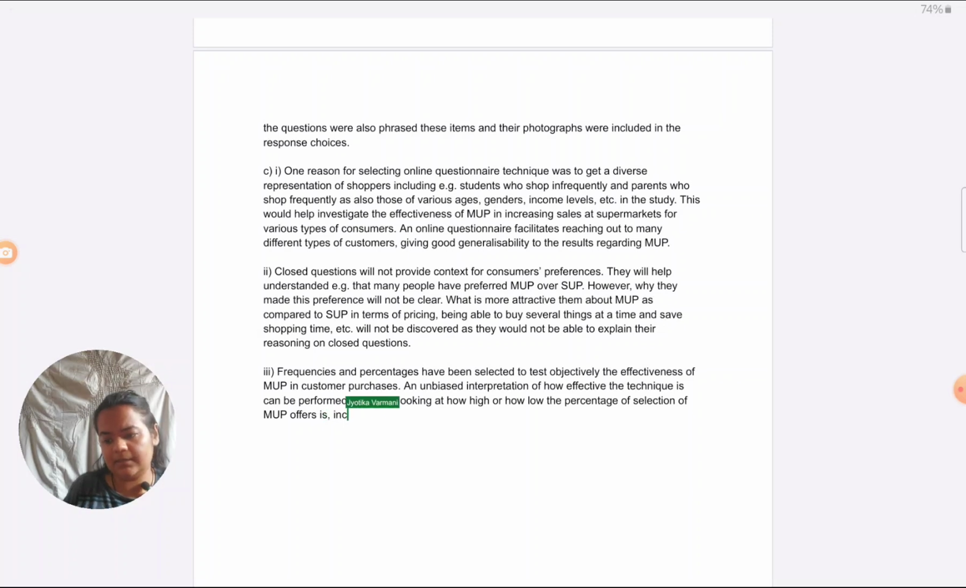Increasing validity of findings, right? If I do an unbiased interpretation, I will have more valid findings. So that is the strength.